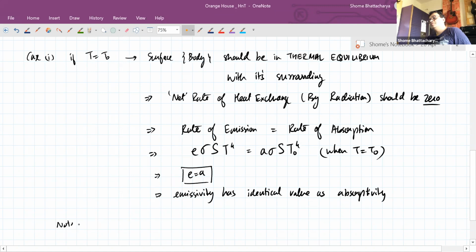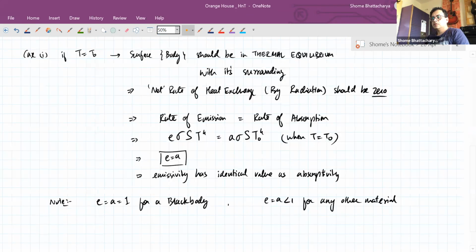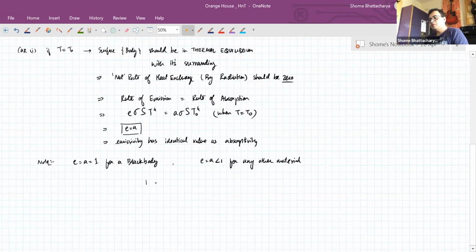Now, of course, you know this fact that e is equal to a is equal to 1 for a black body, whereas e is equal to a will be a quantity less than 1 for any other material. So basically, emissive power for a black body is equal to sigma into T to the power 4, whereas emissive power for any other real body is e into sigma into T to the power 4.